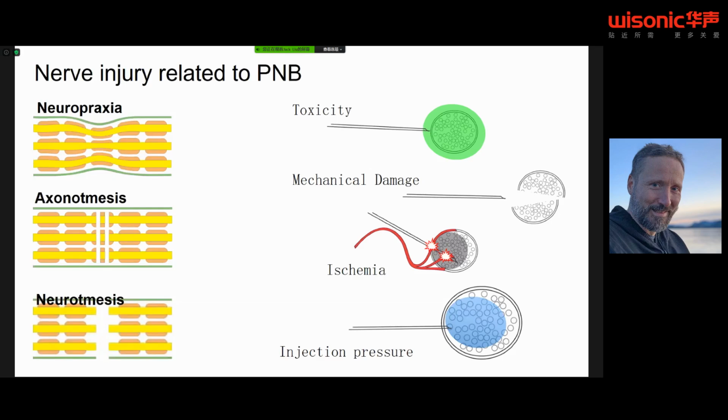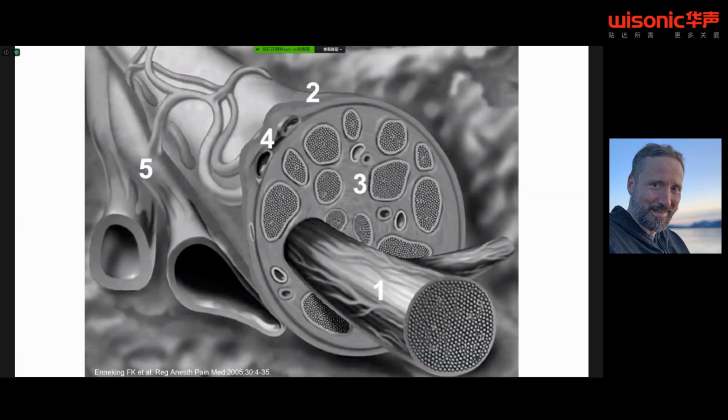And it's a difference if only the axons are damaged and we have an intact nerve sheath, or if the sheath and the axons are disrupted. In such a case, there is not much hope that there will be restitution for a damaged nerve, as you can see on the left-hand side of my slide. Traumatic needle-to-nerve contact might lead to nerve damage.